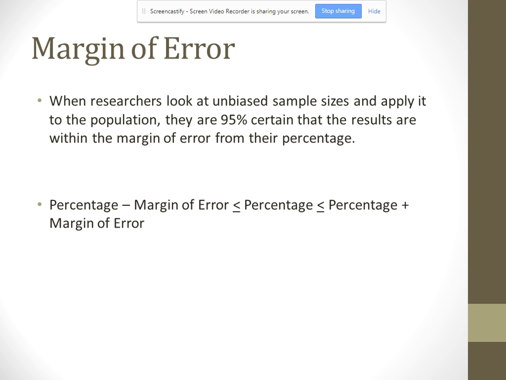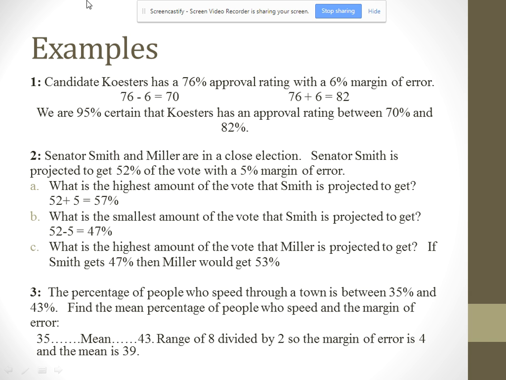So you take your percentage, you subtract the margin of error, and you take the percentage and add the margin of error. The first example says candidate Kesters has a 76% approval rating with a 6% margin of error. The bigger the margin of error, the less certain they are of the results, because that really means it could range anywhere from 70% to 82%. They're 95% certain that Kesters has an approval rating between 70% and 82%. That's what the margin of error means.